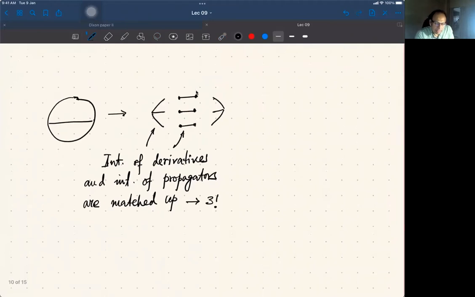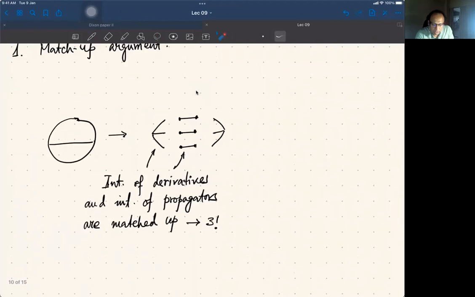Once you have fixed that, connected this, then interchange of these derivatives is not matched up, because you can make genuine changes. Those changes are there. So among these, only one of them is matched up with the interchange of the propagators. So that's why this is not matched up. This is matched up depending on which way you view it. So that gives a factor of factorial 3.